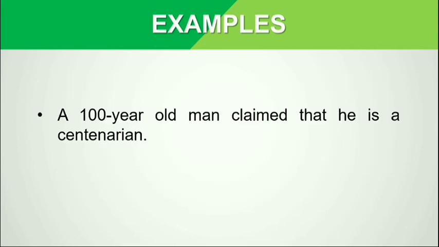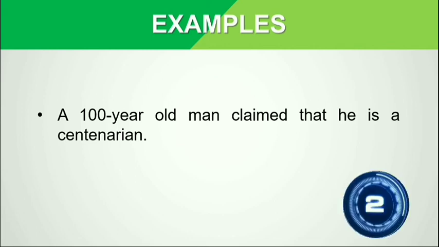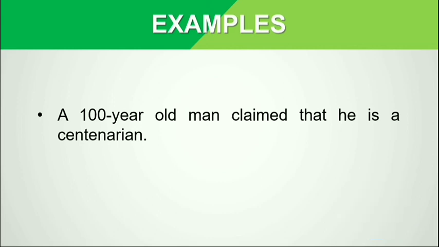What about this? A 100-year-old man claimed that he is a centenarian. Is it a type 1 error, a type 2 error, or a correct decision? This is a correct decision. Why? Because a centenarian is someone whose age is at least 100 years old.